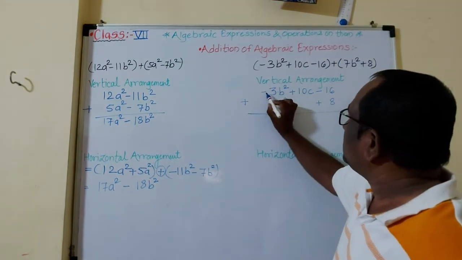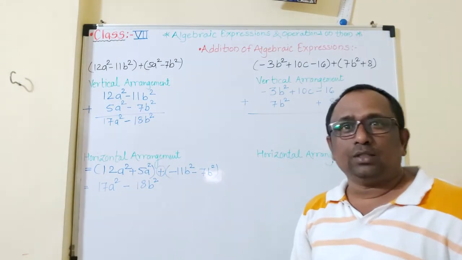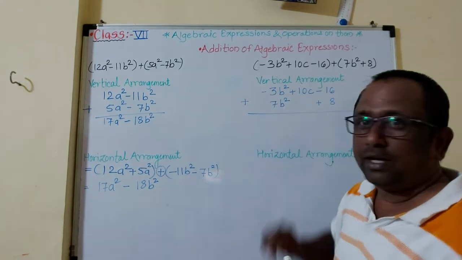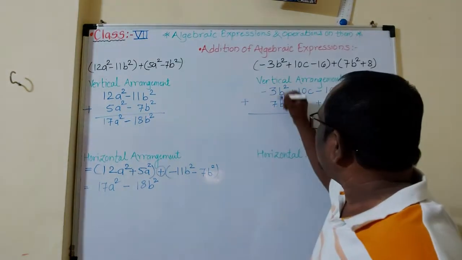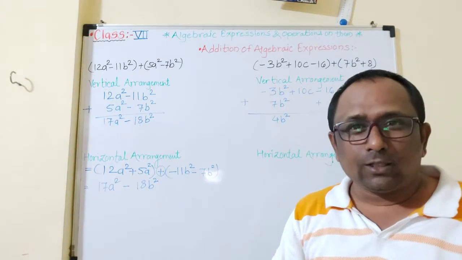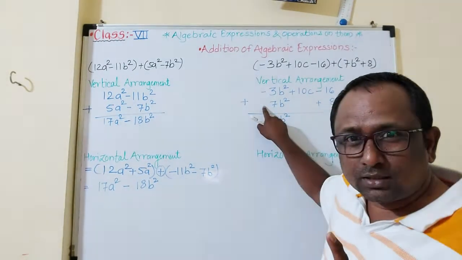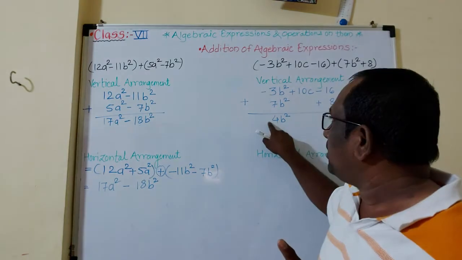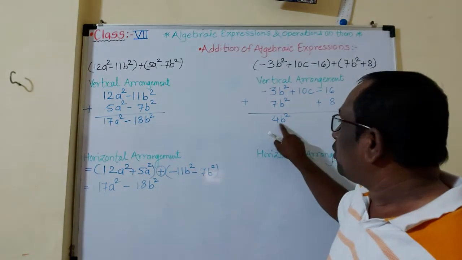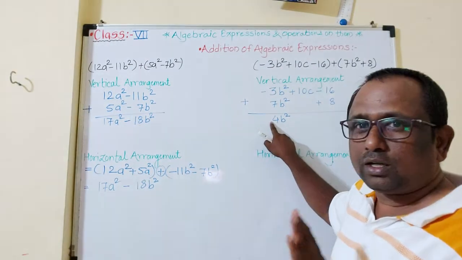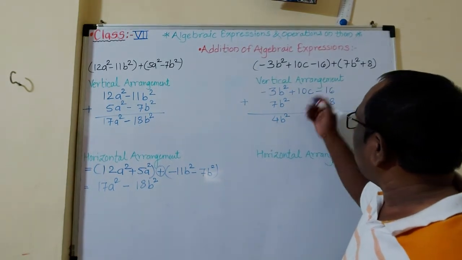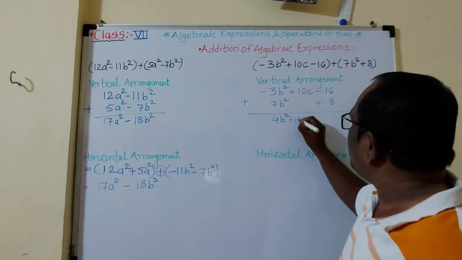Now, minus 3b square and 7b square. So minus, and 7 having the plus sign. So minus plus minus. So we got the answer 7 minus 3, 4b square. Now see students, minus plus minus, but here we have to give the bigger number's sign. The bigger number is 7. 7 having no sign means plus sign. So plus 4b square. Can you use the plus sign? If not, then also no problem. So plus 4b square. Then 10c alone, no like terms, so as it is, we write 10c.